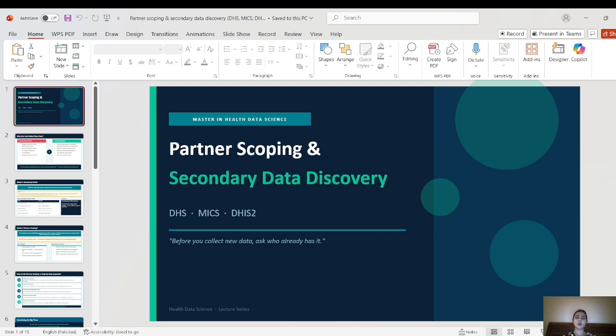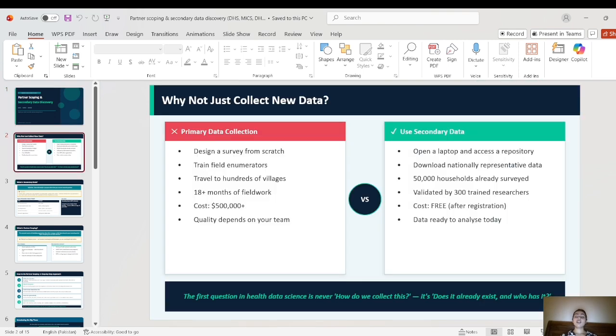The topic that today we're going to cover is partner scoping and your secondary data discovery. We're going to see our DHS, our MICs, DHIS 2s. So before you collect your new data, we're going to see who already has it. Okay, why not just collect new data? Why do we need to see who already has it?